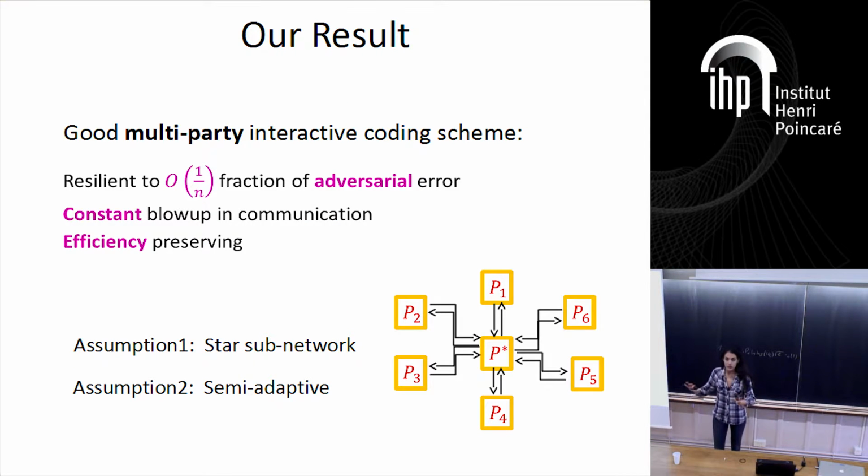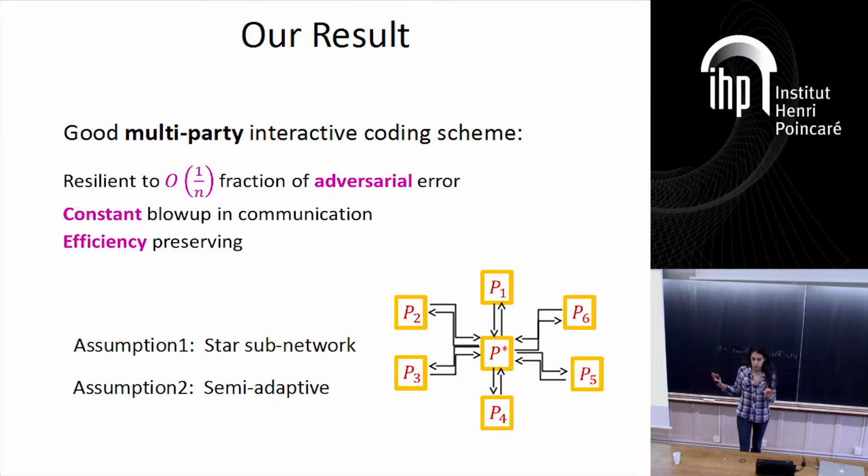So we said we construct a multi-party interactive coding scheme with, for us, the gold standard in the case of adversarial error: 1 over n, where n is the number of parties. Just note, by the way, that this extends the result for 2 parties. For 2 parties, n is 2, so this is constant. So for a constant number of parties, it clearly extends the result for 2 parties, and for n parties, that's the best you can hope for in the setting of adversarial noise.